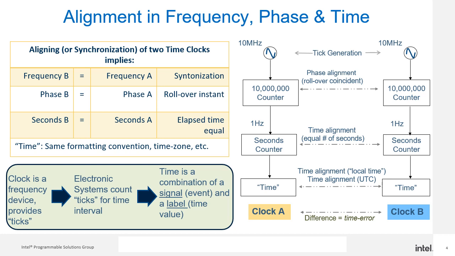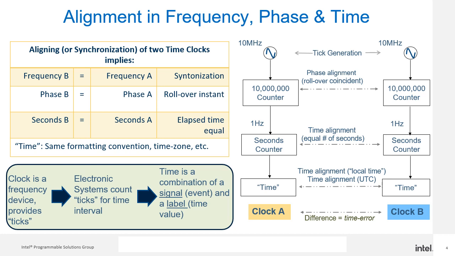They are phase aligned if the edges align up. Now, looking at each edge may be tedious, so we may count down. So in this example, I've assumed that the basic tick generation is 10 megahertz, and we have a 10 million counter. So we get a counter rollover after every roughly 1 second. So if the seconds rollover is coincident, then we say they are phase aligned.